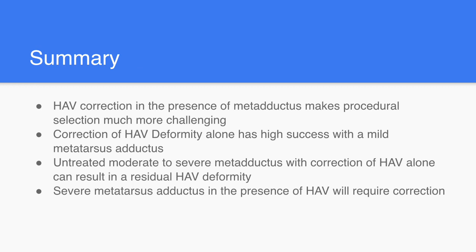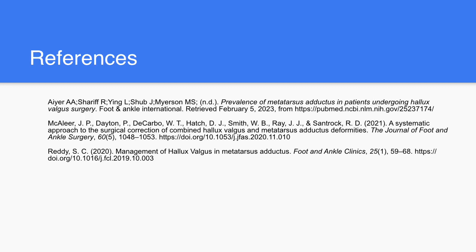To summarize, HAV correction in the presence of metatarsus adductus does make procedure selection much more challenging. Correction of the HAV deformity alone has high success only in the mild metatarsus adductus. If untreated in the moderate to severe metatarsus adductus, the correction of HAV alone can result in residual HAV deformity as well as a much higher recurrence rate. And these are my references.